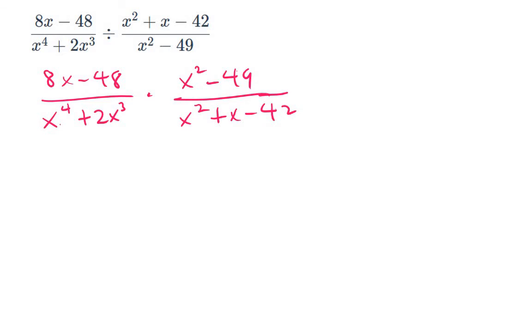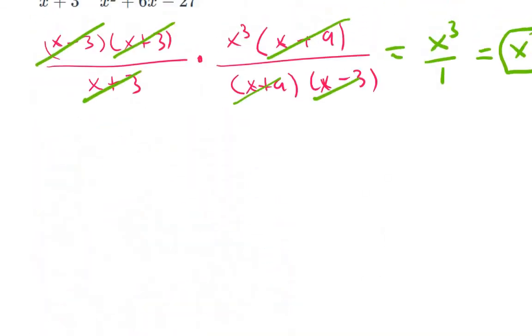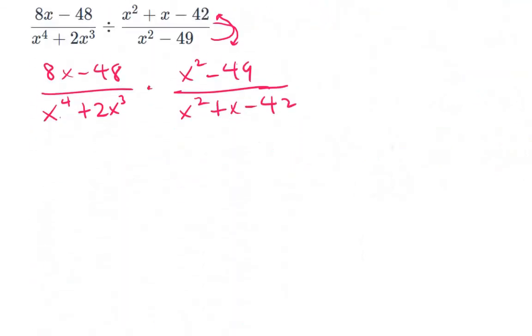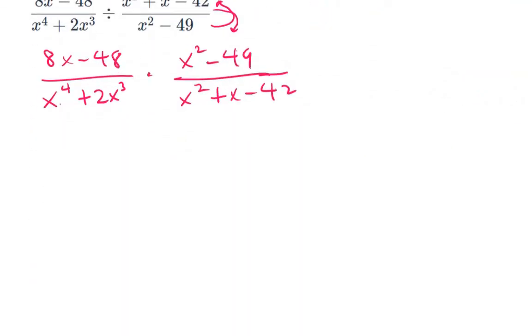Okay, you can see that I just switched this around. That's what you do when you change division to multiplication, okay? So that it looks like the first problem. See how the first problem is? Now we've changed it to look like the first problem. And so now we just do exactly what we did during the first problem.